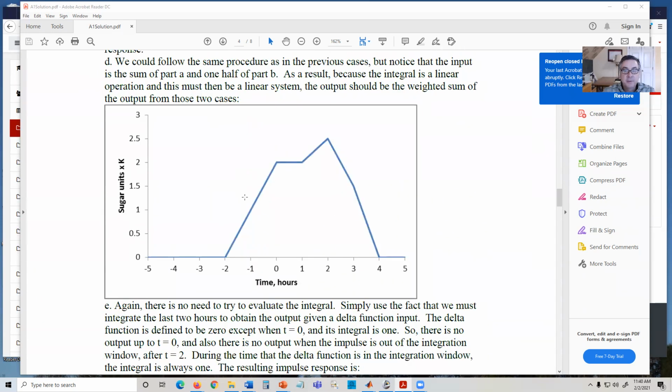Part D, you could do the same thing, but it's easier if you just notice that that input was the sum of part A and 1/2 of part B. And so it's a linear system. You can take the input and break it into pieces, get the outputs for each of those, and then add them together. This is an example of a case where there are a couple of different ways you could approach the problem, but I'm kind of hoping you'll do it the easiest way.